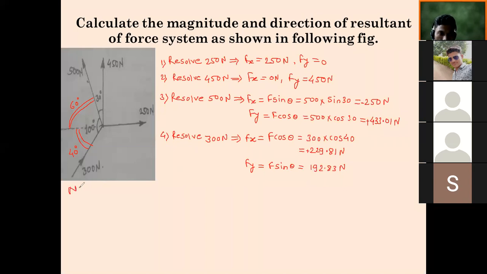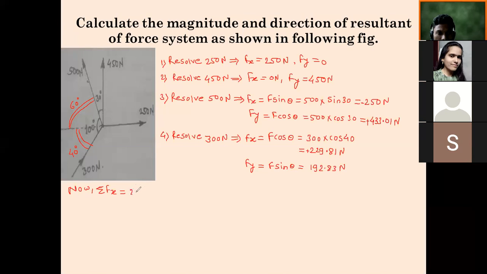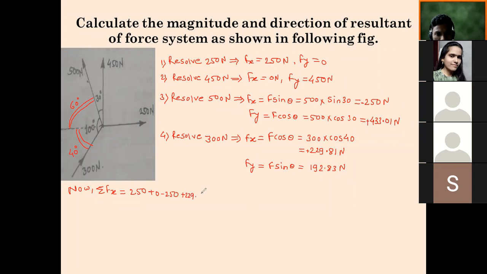Now here I will write summation Fx. What is the first component? 250. Then plus 0. Then for the next force, minus 250. Then plus 229.81. Carefully you have to go for the calculation. 229.81.